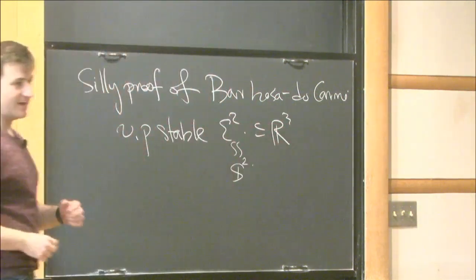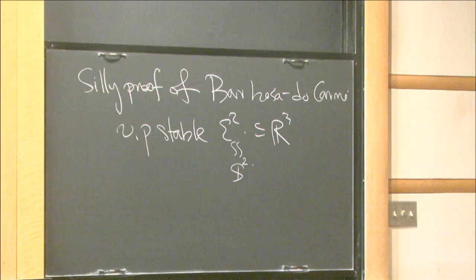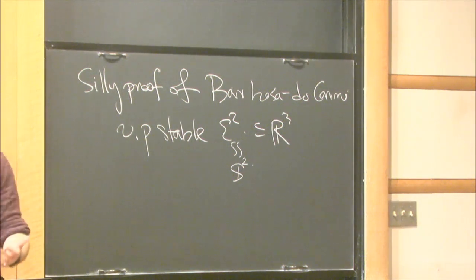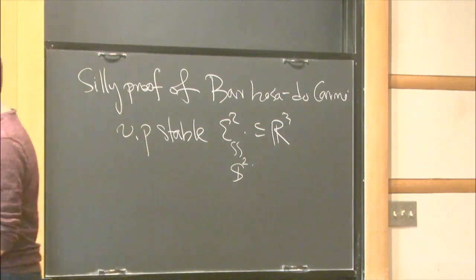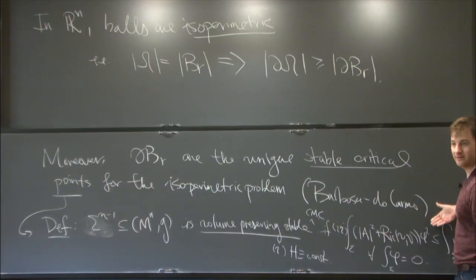So suppose that you have a volume-preserving stable sphere in R3. Okay, this is silly for several reasons. First of all, we know that CMC spheres are round automatically. You could try to use the Alexandrov theorem. There are many ways at this point to conclude, but let me give you a kind of funny way of concluding.